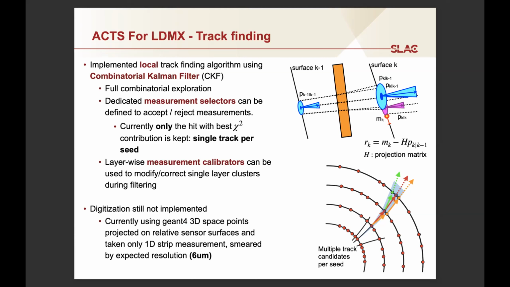So in order to do all these studies, we take the GEANT4 3D space points, we project them on the relative sensor surfaces, and we take only the 1D strip measurement that is smeared by the expected resolution, which is about 6 microns.